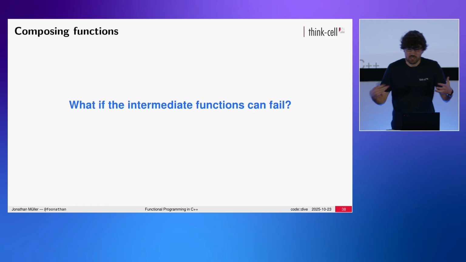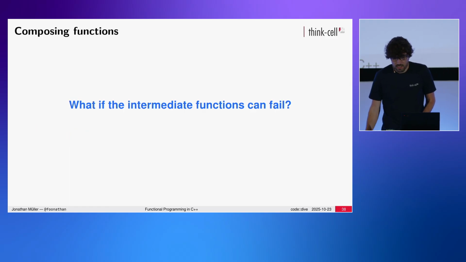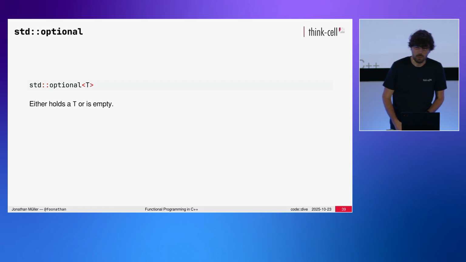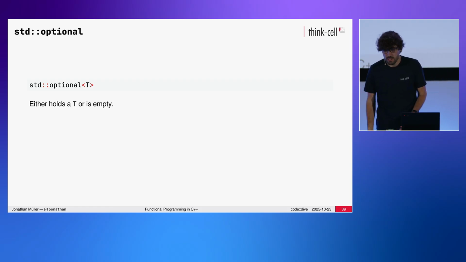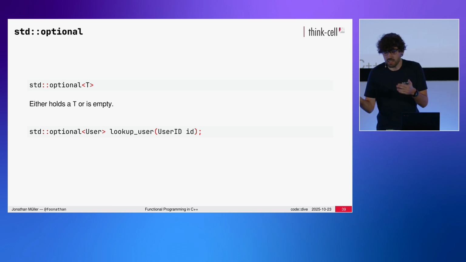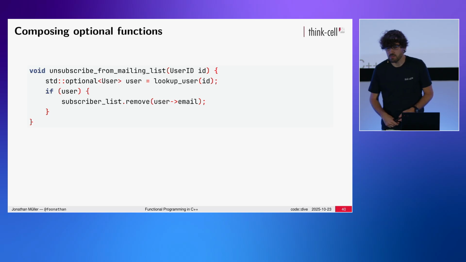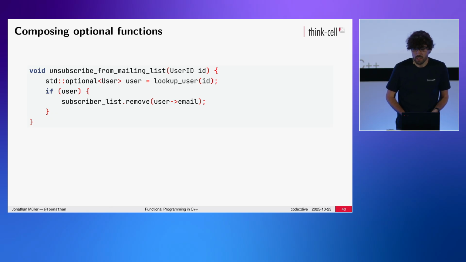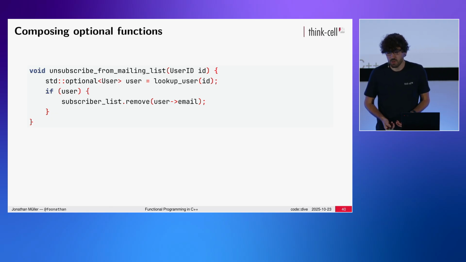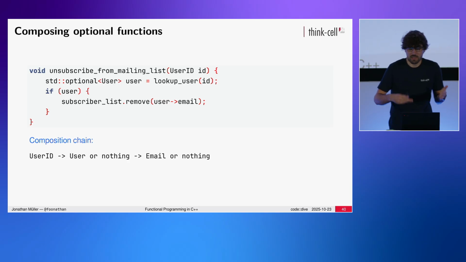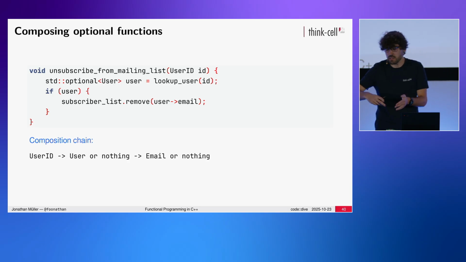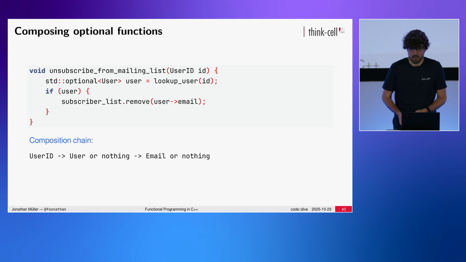But what if the intermediate functions can fail, right? For example, let's say we are having std optional, which either holds a T or is empty, and now the lookup of a user can fail by giving us an optional user. So not every user ID is associated with a user. Well, then the composition gets a bit more ugly because we have this if in there, right? We look up the user, and if we have one, then we get its email, and then we remove it from the subscription list. But logically, it can still be viewed as a sort of composition, right? We start with a user ID, but instead of getting a user, we get a user or nothing. And then we can turn that into an email if we had a user, or nothing if we didn't have an email, right?